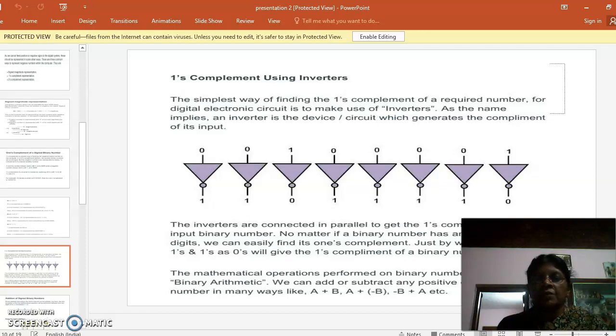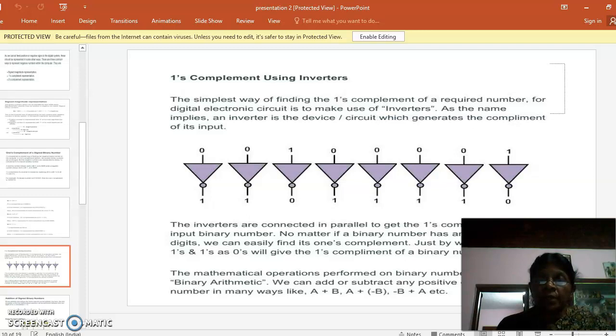The simplest way of finding the ones complement of a required number in digital electronics is to make use of inverters. As the name implies, an inverter is a device which generates the complement of its input. So the inverters are connected in parallel to get the ones complement of the input binary number.